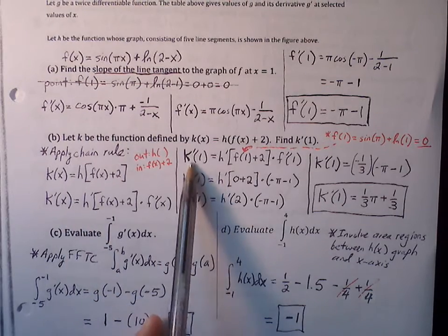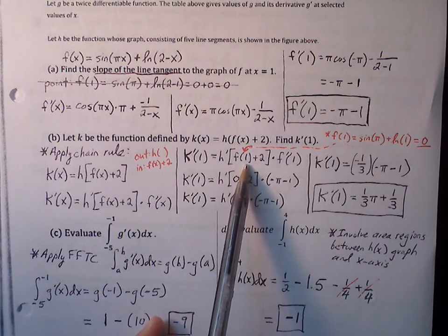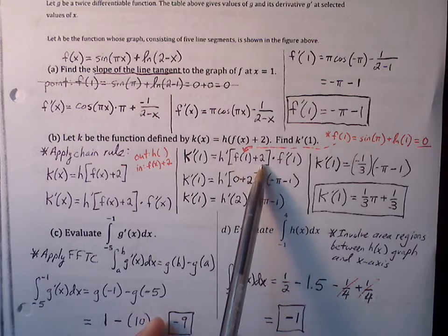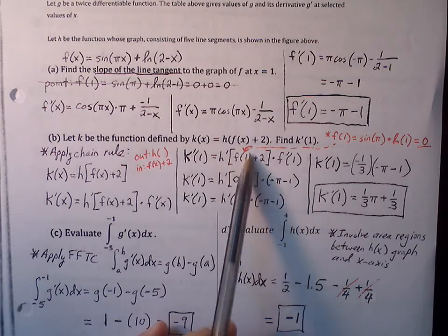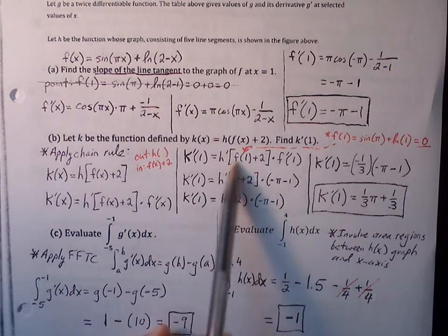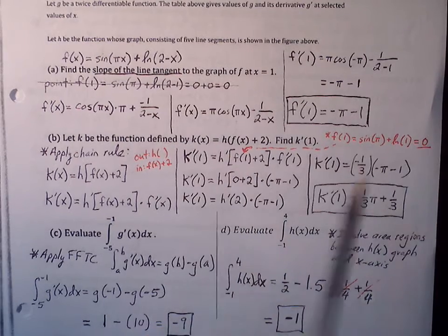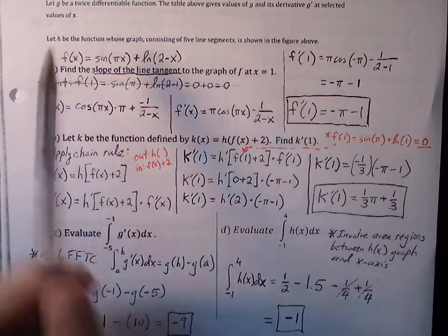So now we can plug 1 in for x. So h prime of f of 1 plus 2 times f prime of 1. I need to resolve this f of 1. So to find f of 1, I'm going to plug 1 into the original function.